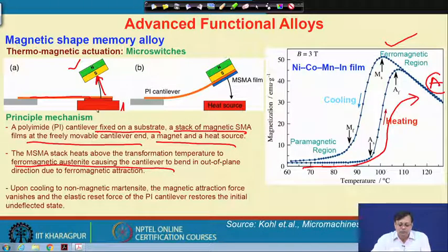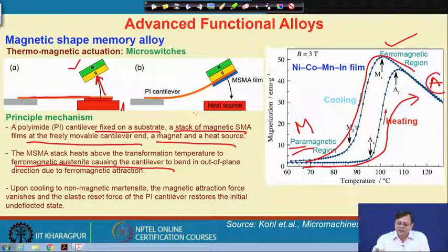And so, again when let us say the temperature is cooled down, then it will come down to the martensitic phase, which is a paramagnetic region, and so again these 2 points will be connected.